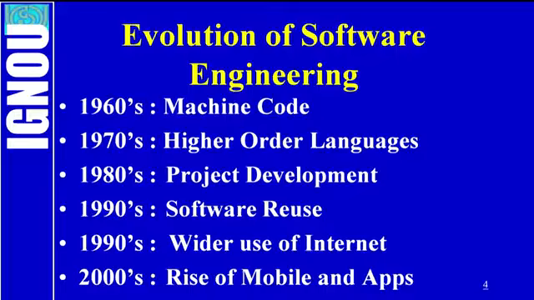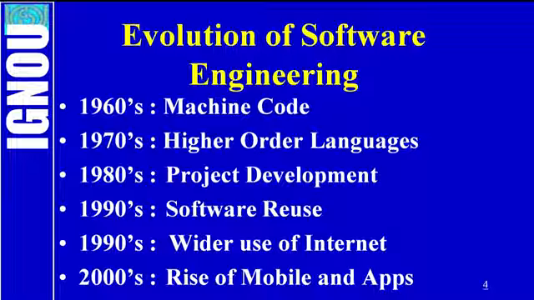Basically, it starts from the assembly language. Okay, there are two steps. Assembly language you will be programming, and then it is converted to the machine code. So in 1960s, mostly it's machine code. In 1970s, it is higher order languages, like high level languages. You have C language, Fortran, all these things.